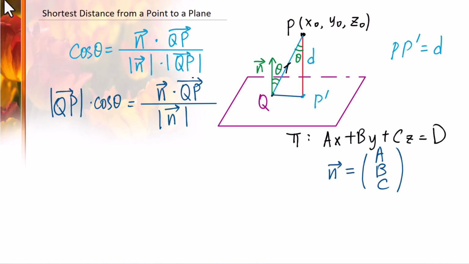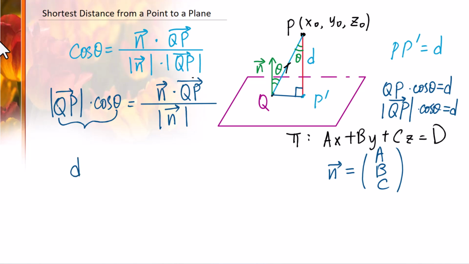Let's connect qp prime. We got this right triangle. In this right triangle, qp times cosine theta equals d. We can write down the absolute value of vector qp times cosine theta equals d. This is the shortest distance: d equals normal vector n dot vector qp all over the absolute value of vector n.